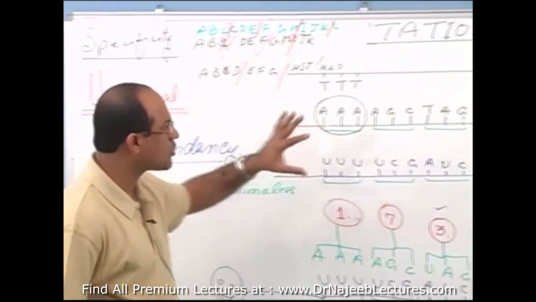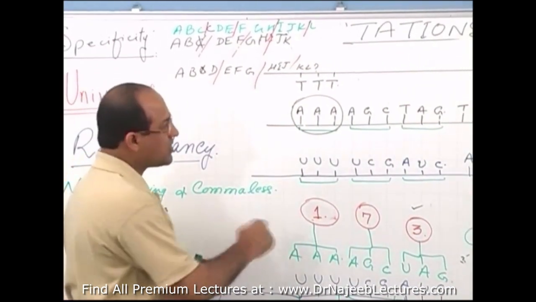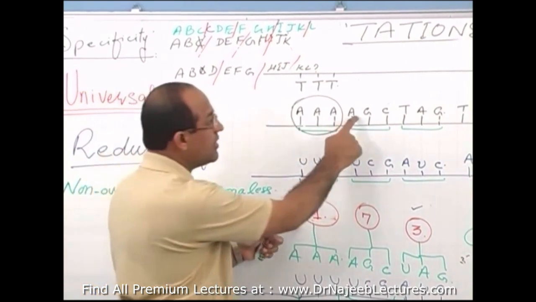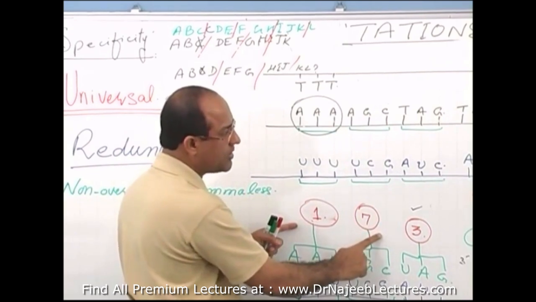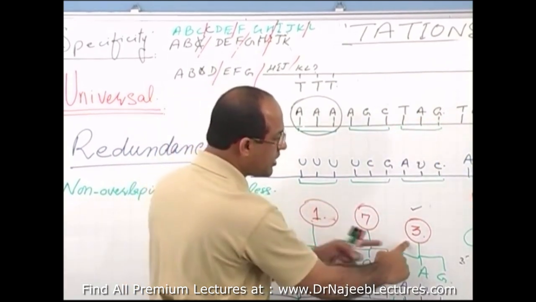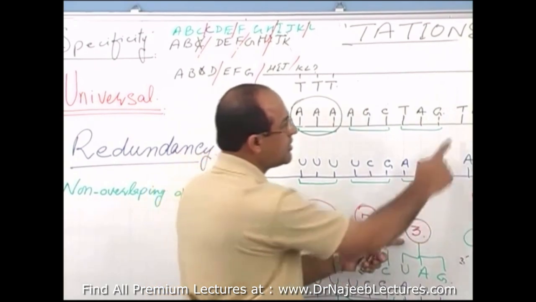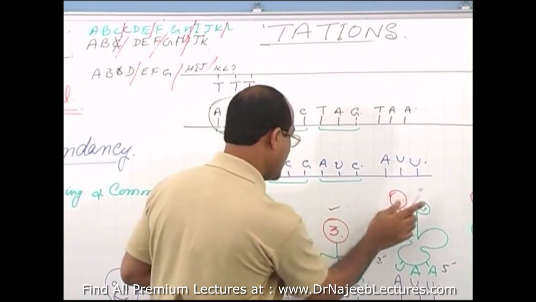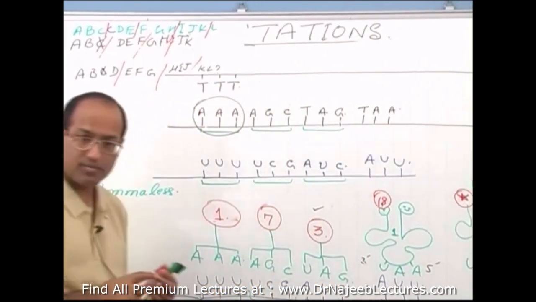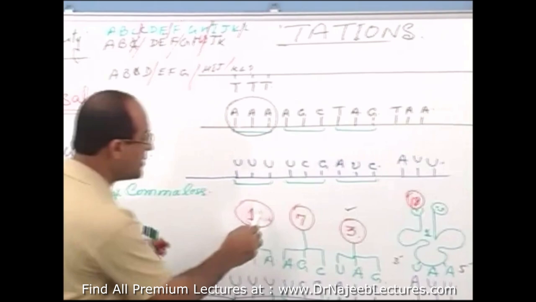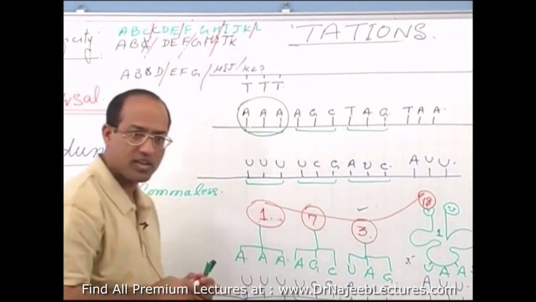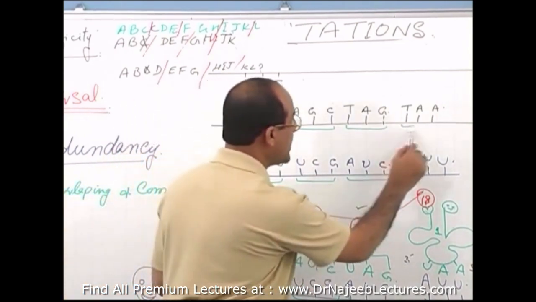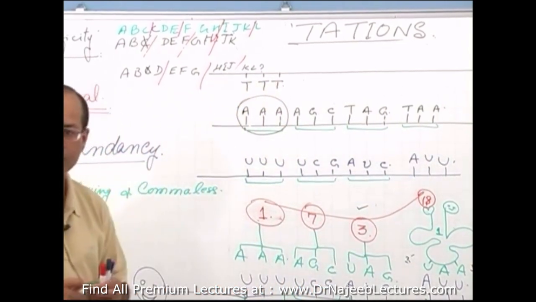Now let's come to a truly practical example. We were saying here triple A means amino acid number 1. Attention please. AGC ends up with amino acid number 7. TAG ends up with amino acid number 3. TAA ends up, suppose, with amino acid number 18. Clear? This was the peptide sequence, suppose, coded by these four nucleotide triplets. Clear?